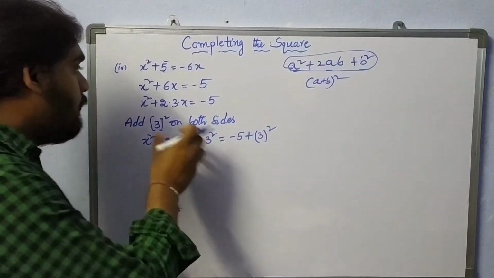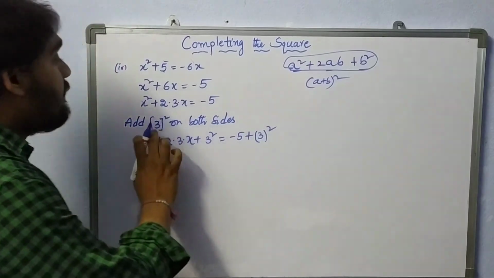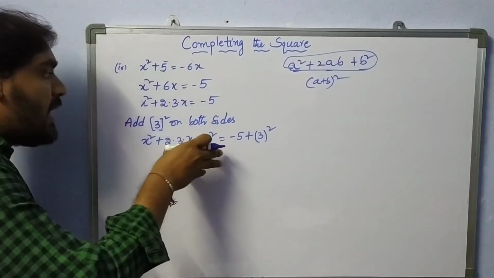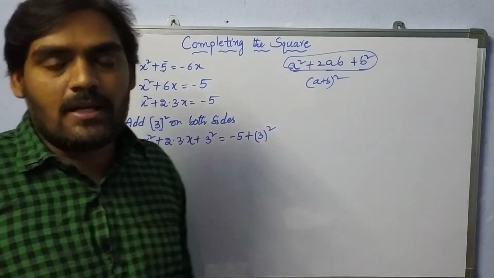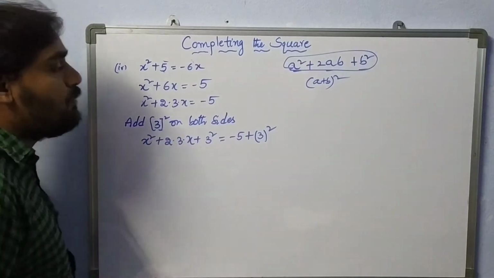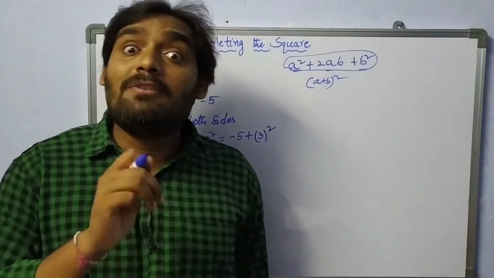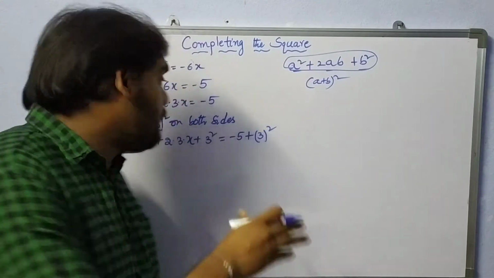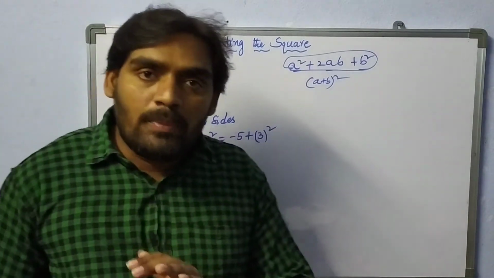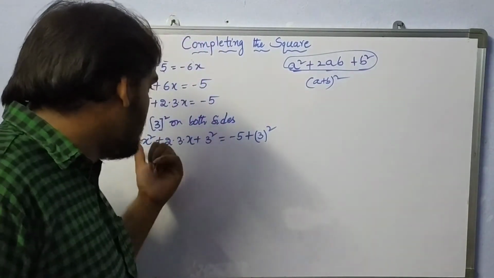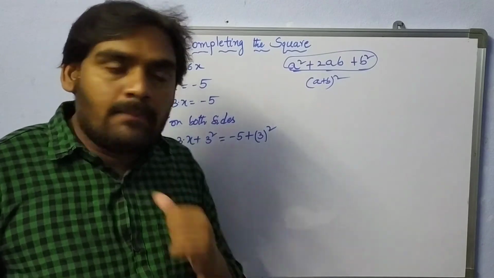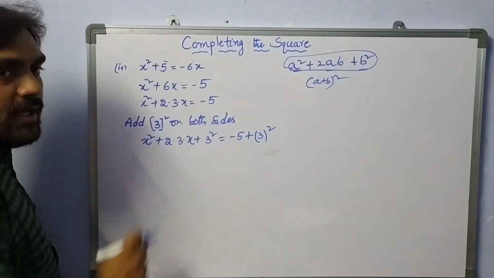You may have the doubt, why do we need to add 3 square on both sides? When we add 3 square, only then will we get a perfect square on the left hand side. Otherwise we won't get a perfect square. So that is why we need to add 3 square. Again you may have the doubt, why add on both sides? Okay, it is enough to add on the left hand side only, but the equation should be balanced, so that is why we add 3 square on both sides.